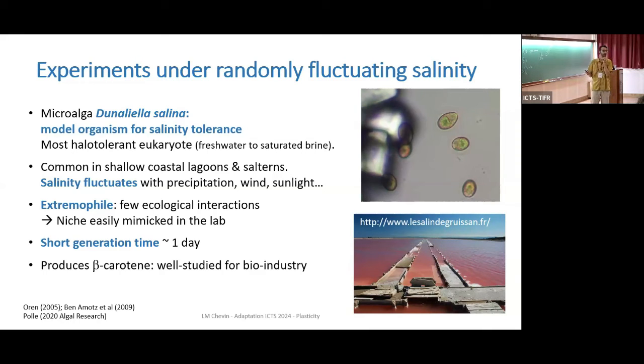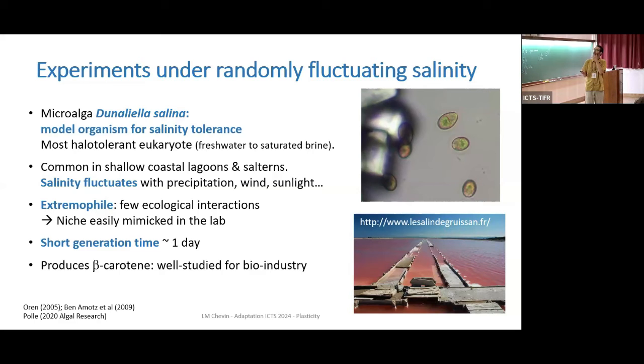It's actually used a lot for carotene production. There are places in Australia where these salterns have been transformed into places that produce carotene with this algae because it has a high carotene content. So it's well studied for this reason. Another reason why it's well studied is that it's the most halotolerant eukaryote. So it can grow from fresh water to saturated brine. And the mechanisms are well understood. They produce this glycerol that I talked about. So it's also studied as a model organism for salinity tolerance.